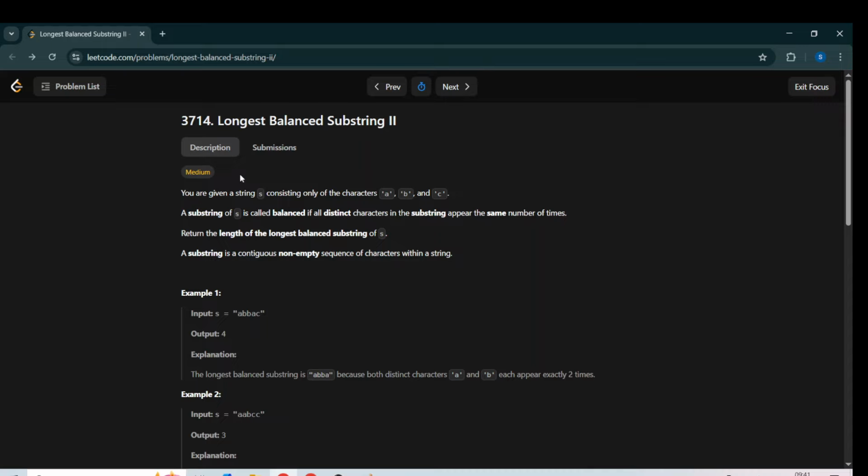We are given a string S, and only A, B, and C are present in the string. That is a very important case here. Now a substring of S is called balanced if all distinct characters in the substring appear the same number of times. So we have to find the length of the longest balanced substring of S.